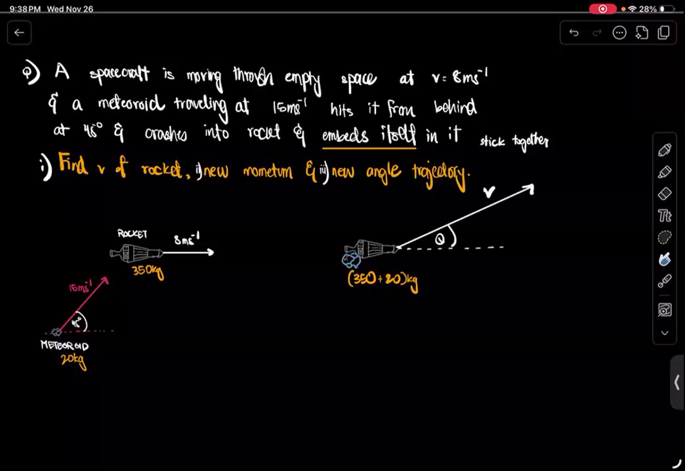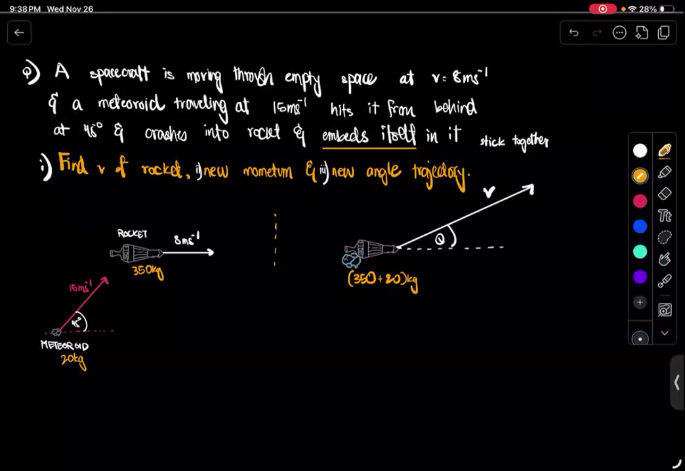Wait, so the 45 degrees thing is initially, right? What do you say? The 45 degrees angle is, yes. So this is before the collision with the meteorite. Yep. And this is after. This is where they collide. Okay.